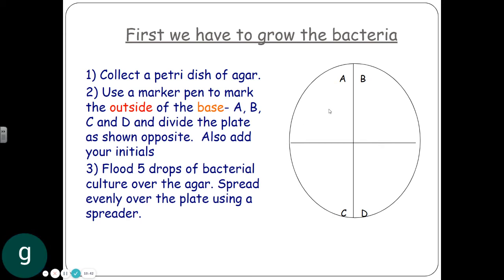After you've done that, turn it the right way up and try and keep it reasonably covered on the bench. So you lift the lid of the plate just slightly. You'll then have swabbed or collected a bacterial sample on a swab, and you will add the bacterial liquid onto the plate and flood it so that all of this plate is covered in bacteria.